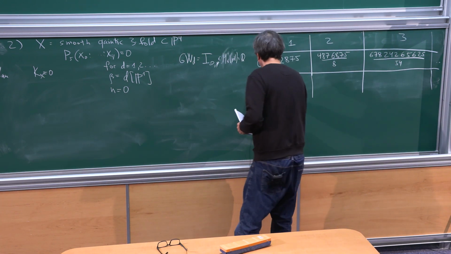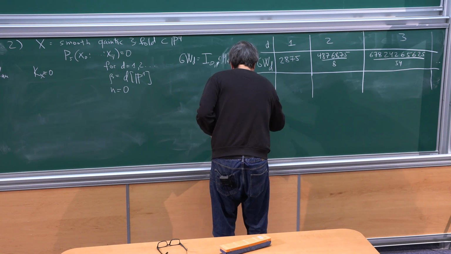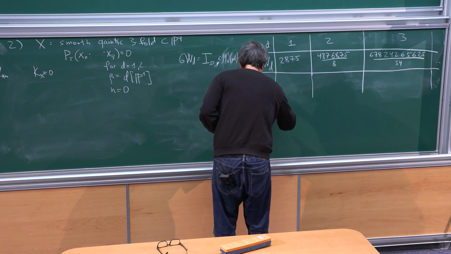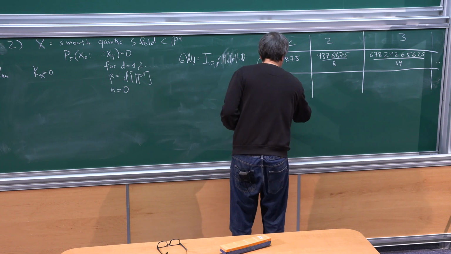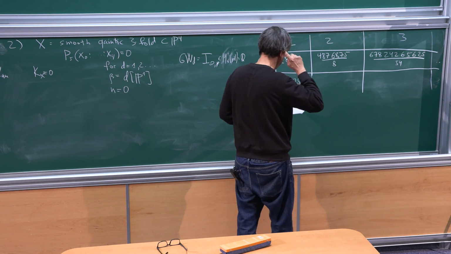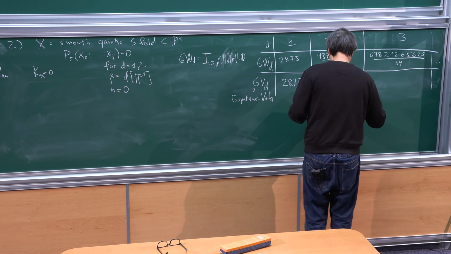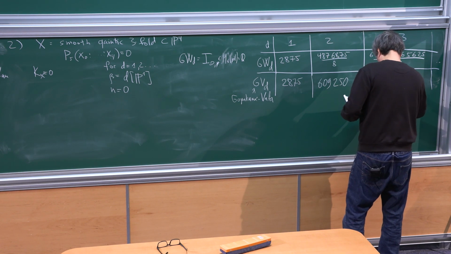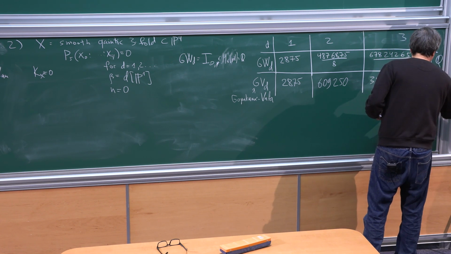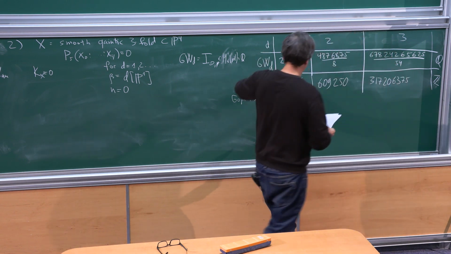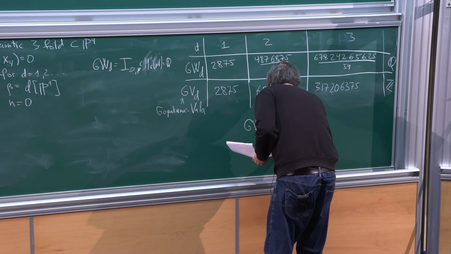There are other numbers called GV, and this stands for Gopakumar-Vafa. They're slightly different numbers. The first one is the same. The second one is this, and the third one is this. So these are rational numbers, these are integer numbers, and the relation between one number and another is the following: Gromov-Witten of D is equal to a sum over k dividing D.